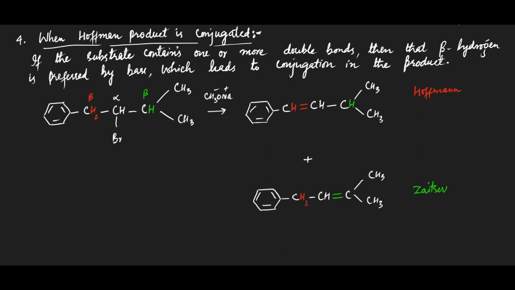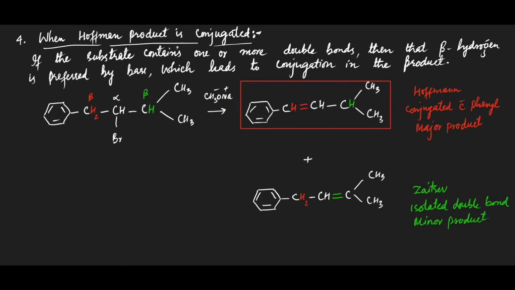In the Hofmann alkene, the new double bond is conjugated with the phenyl ring, whereas in the Zaitsev product the new double bond is isolated. Therefore, Hofmann product is major because it is conjugated and more stable than Zaitsev product, which is an isolated alkene and hence less stable and the minor product in this case.